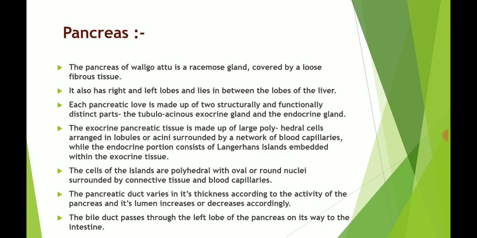The pancreas secretes juices that take part in the digestion process. These are the associated digestive glands present in Wallago attu. We have seen the glands: pancreas, liver and gallbladder. These are the main associated glands which are very important for the digestive process.